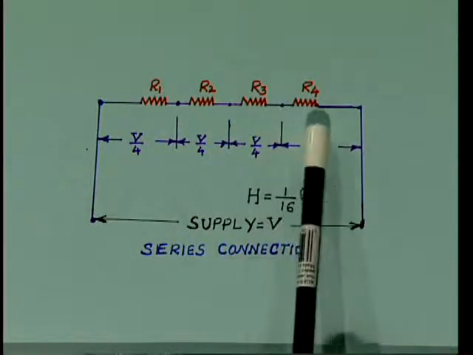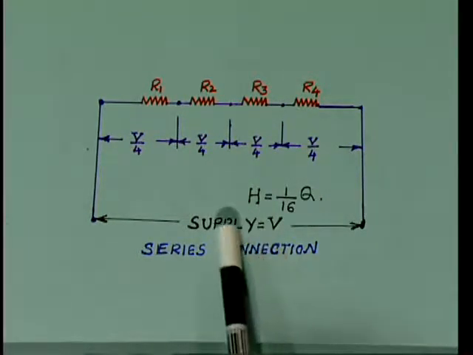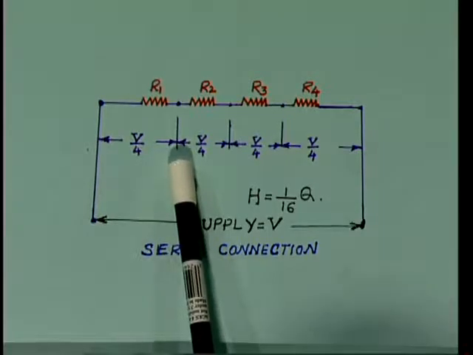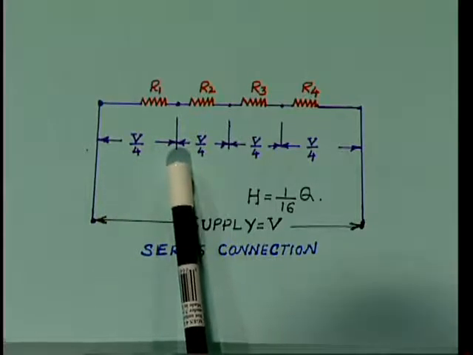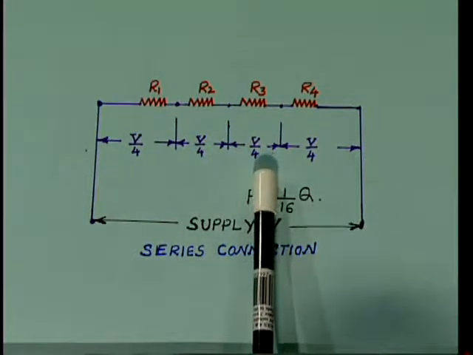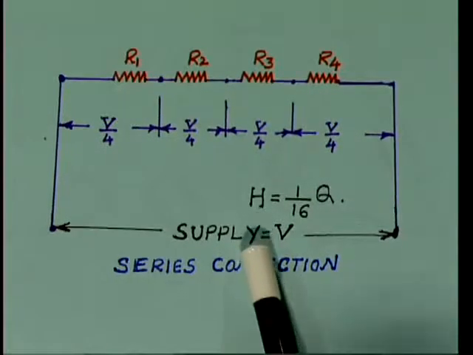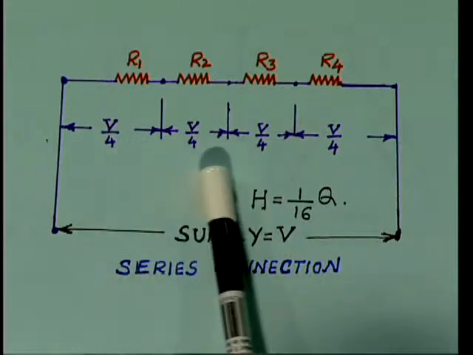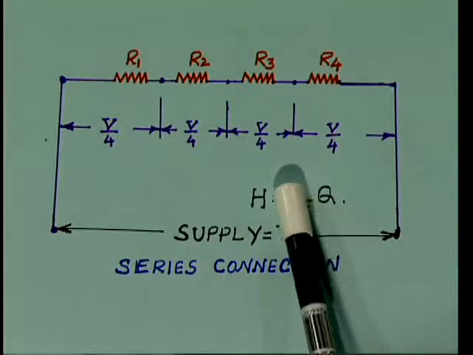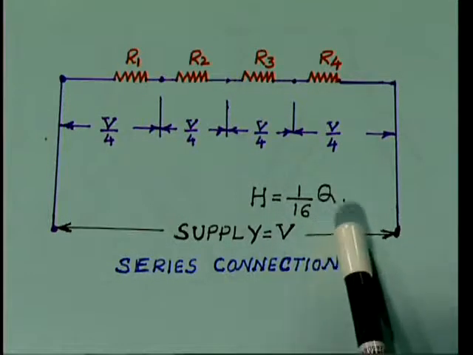The next one is, if 4 resistive elements are connected in series, the supply voltage will be divided equally among the 4 resistors. Therefore, each element will have a voltage of V by 4. So here the heat will be equivalent to 1/16th of the rating of the furnace. These calculations we have already learned in the second year or in subsequent classes, how we get 1/16 Q and all.